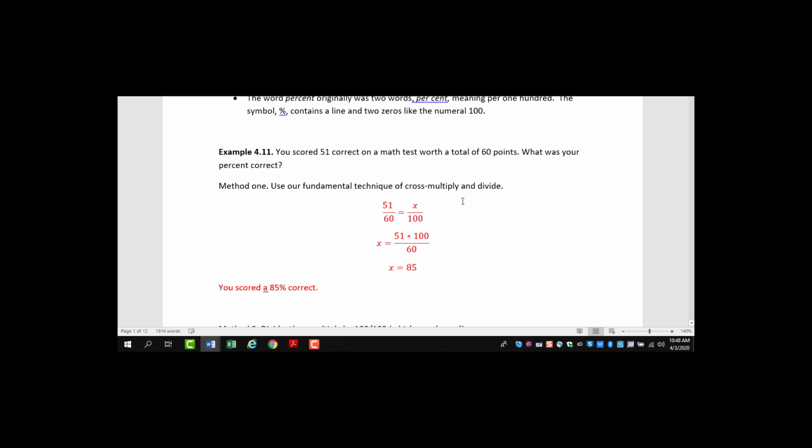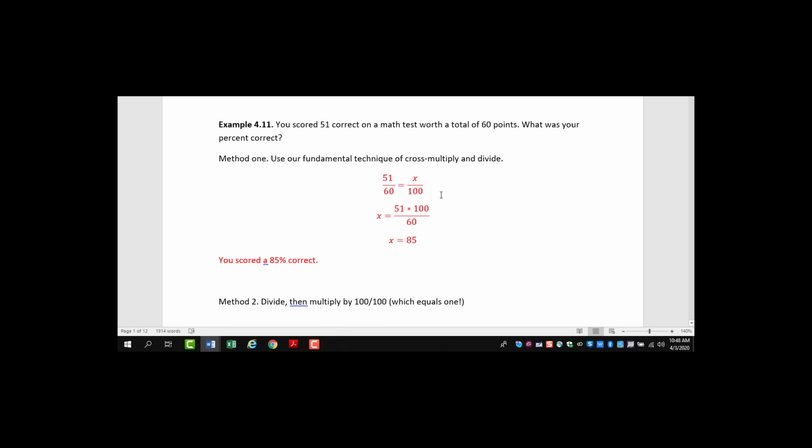Okay, so here's a simple one that you can read. You scored 51 out of 60, 51 correct on a math test worth 60 points. What was your percent correct? So here's the first method. It's the fundamental technique, cross multiply and divide. 51 out of 60 is some number out of 100. Cross multiply and divide, and you get 85. You scored 85% correct.